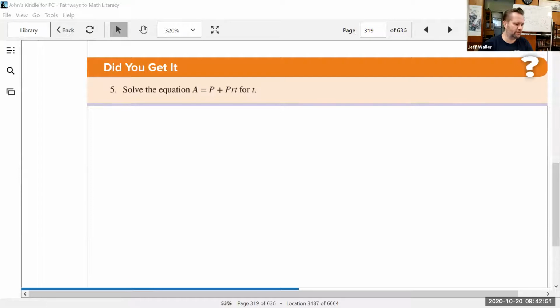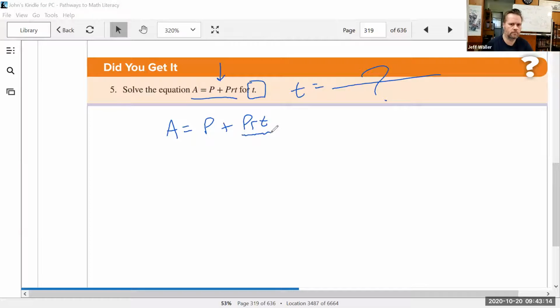So try to do this problem. This is the time to make mistakes right now, because it's not going to cost you any points. Try to solve this equation for t. Get t equals something. Try to get t by itself.